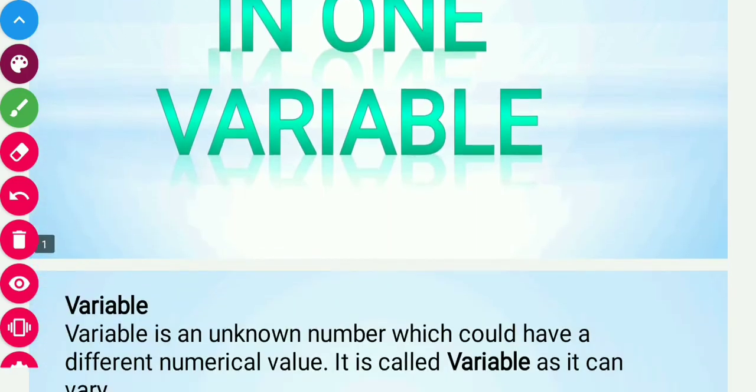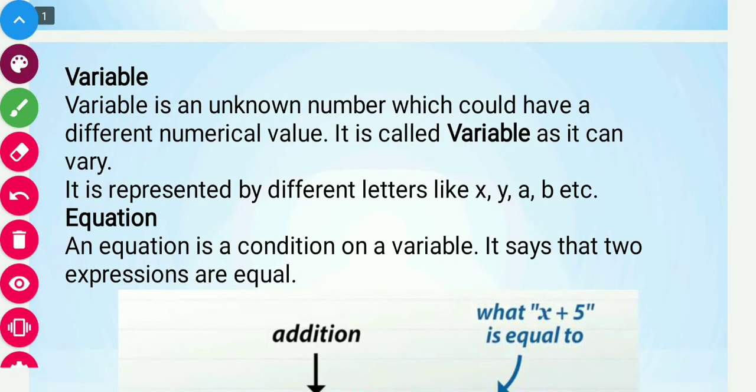So let's start. First of all, friends, I would like to tell you about a variable. A variable is an unknown number which could have different numerical values. It is called a variable as it can vary. As we have seen in our algebraic expression lesson, it can be denoted by alphabets like A to Z. You can use any letters like A, B, C, X, Y, Z.